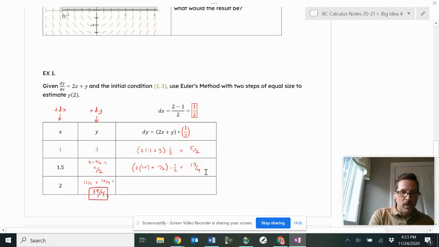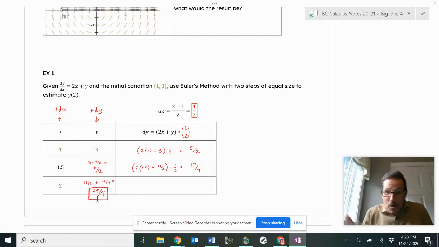So from that point, we know we're going to move to the right 1/2. We're going to move up 17/4. So we just have to add 17/4 to the y value we were at. And there we go. 11/2 plus 17/4 is 39/4. There we go. That's it. That's all we wanted to do, right? We just want to estimate what y of 2 is. There it is. We don't have to do any more Euler's method. Here's your first Euler's method. It's not that complicated. Well, I mean, says the guy who's done it for a long time.